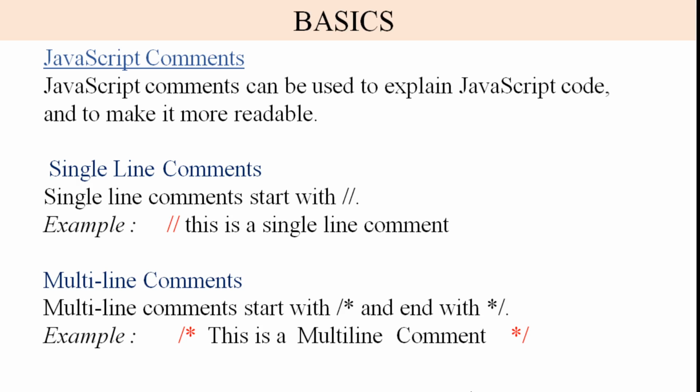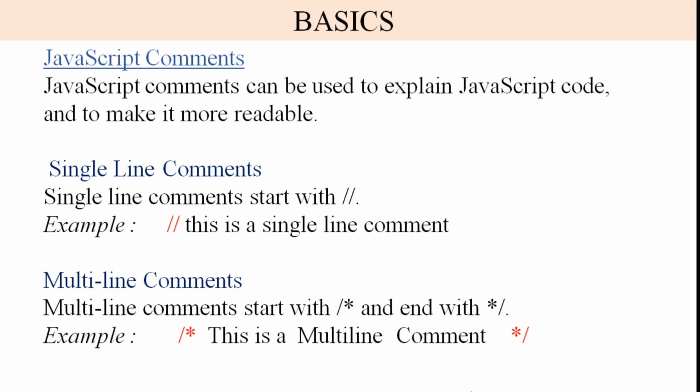In how many ways can we place comments? In two ways. The first one is single line comments and the next one is multi-line comments. A single line comment starts with a double slash. See the example, slash, slash, this is a single line comment. Any text between the slashes and the end of the line will be ignored by JavaScript. It will not be executed.